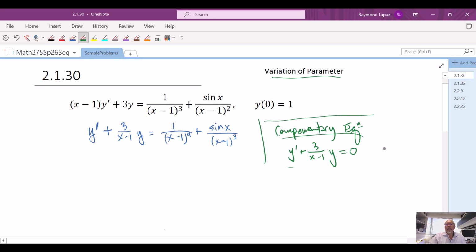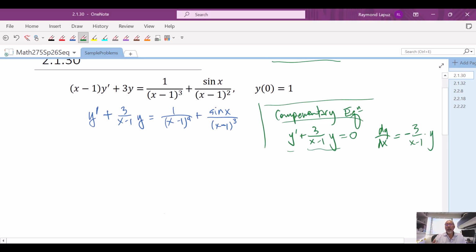All right, this is a simple separable differential equation. We will rewrite y prime as dy dx, and then we will bring this other term over to the other side, so we'll get a negative 3 over x minus 1 times y, and then we will separate the x's and y's. So we're going to get a dy over y on the left hand side, and then we're going to get a negative 3 over x minus 1 times dx on the right hand side. We will integrate from here, and it's nice because the differentials are already all set up.